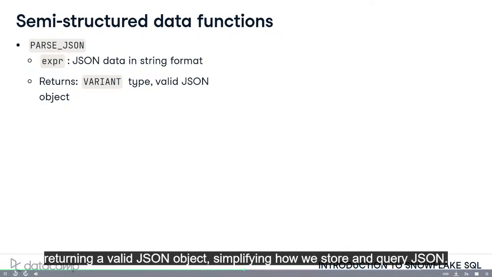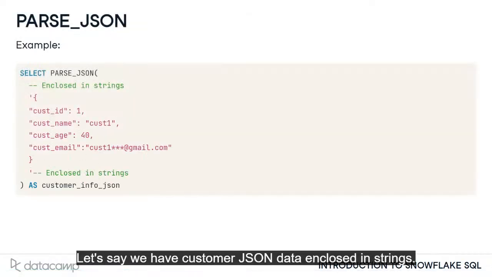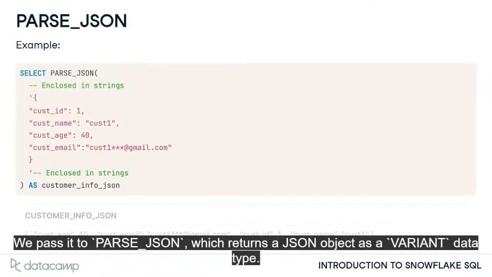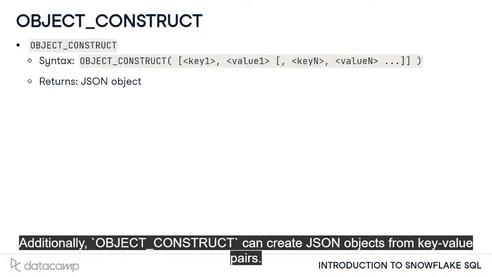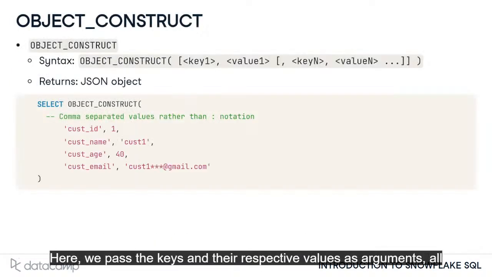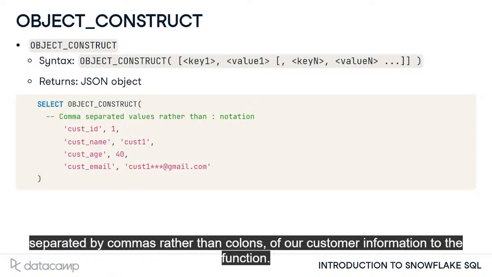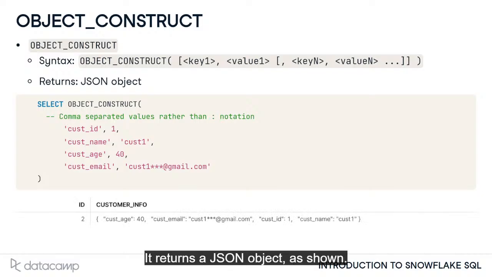Store and query JSON. Let's say we have customer JSON data enclosed in strings. We pass it to parse JSON, which returns a JSON object as a variant data type. Additionally, object construct can create JSON objects from key value pairs. Here, we pass the keys and their respective values as arguments, all separated by commas rather than colons, of our customer information to the function. It returns a JSON object, as shown.